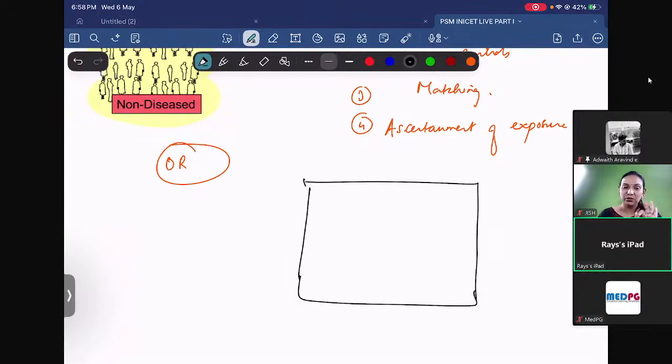So we'll just roughly see how we are going to approach a numerical on odds ratio. When you get a case control study and you're asked to calculate the odds ratio, first step, draw the 2x2 table. Without drawing the 2x2 table, please don't attempt the question.